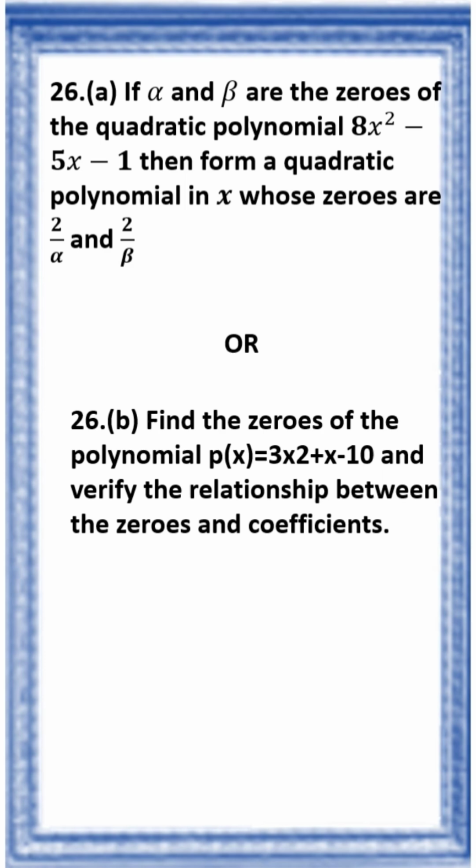26a. If alpha and beta are the zeros of the quadratic polynomial 8x square minus 5x minus 1, then form a quadratic polynomial in x whose zeros are 2 by alpha and 2 by beta. Or you can also solve: Find the zeros of the polynomial p of x, that is equal to 3x square plus x minus 10, and verify the relationship between the zeros and the coefficients.